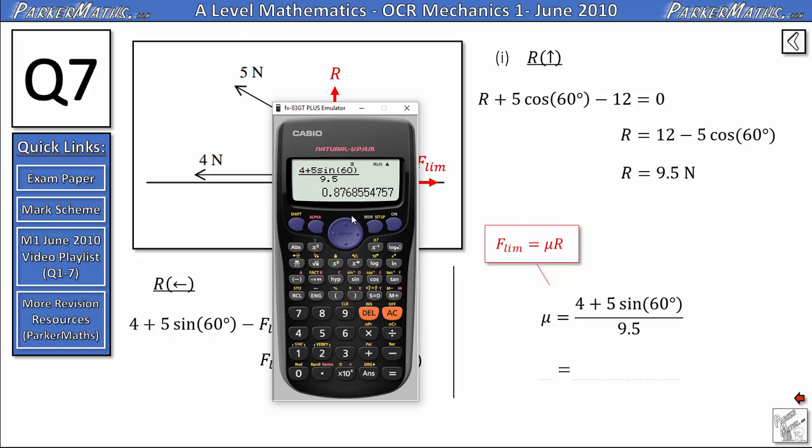And that gives us 0.877 if we round to 3 significant figures. As I've read ahead in the question, I know that I'm actually going to need this value later, so I'm going to store it in my calculator as A.